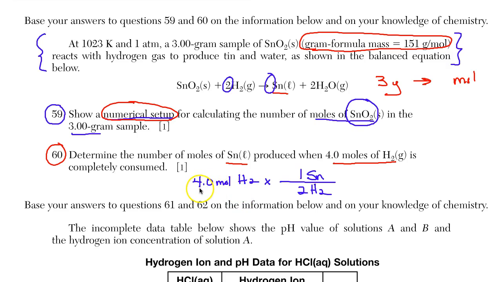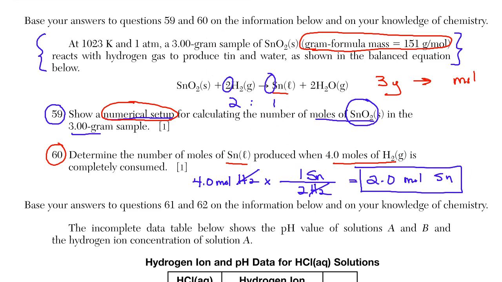Half as much as 4 is 2, if you don't see that, 4 times 1 divided by 2, and you're going to get 2.0 moles of tin, which is half that. Why? Because it's a 2 to 1 ratio. That's how it works. So that's my answer right there. However, we put that in our answer booklet, 2.0 moles, and they weren't counting for significant figures, so you could have put 2 as well.